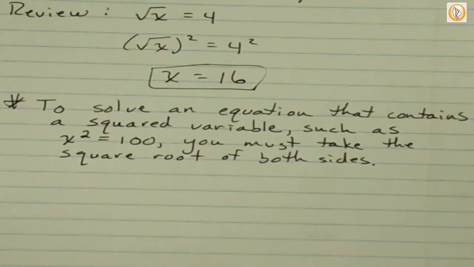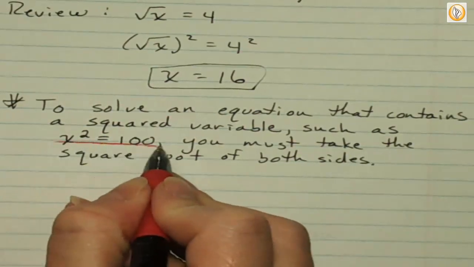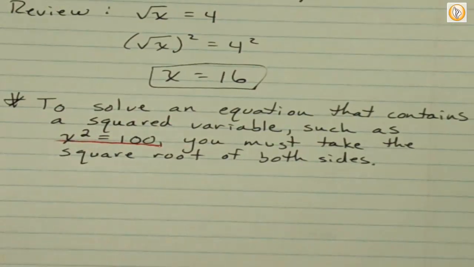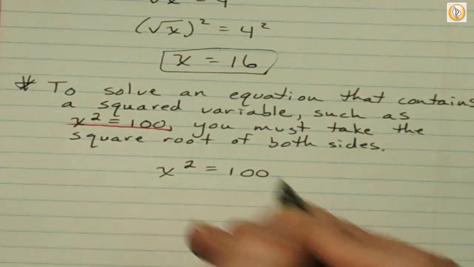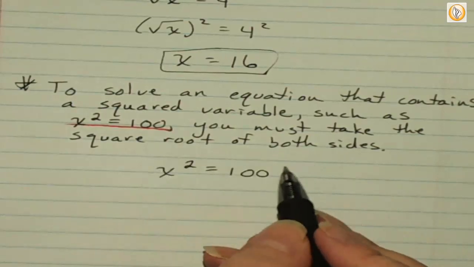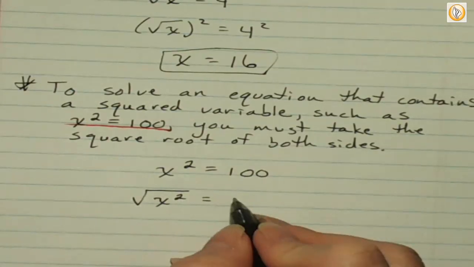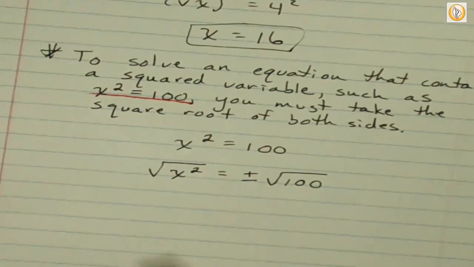Okay, so for example, if the variable was squared, you can't have that, right? Because we want to know what x is. You must take the square root of both sides. So if x squared equals 100, and we're going to take the square root of both sides, then you write it like this.